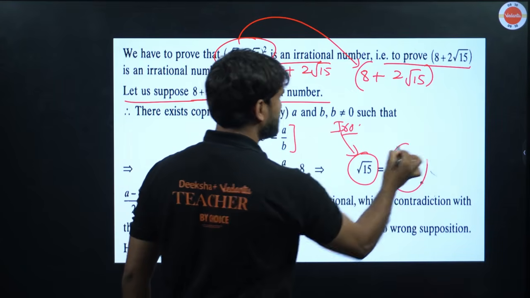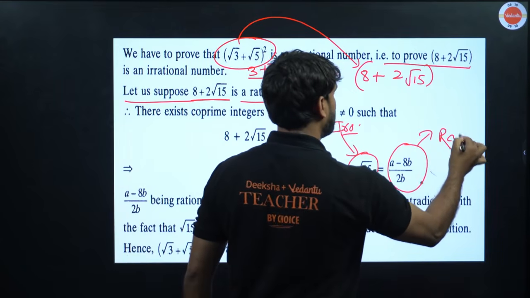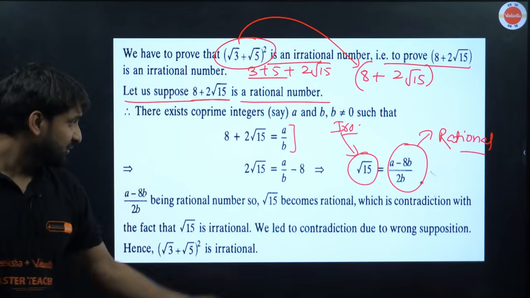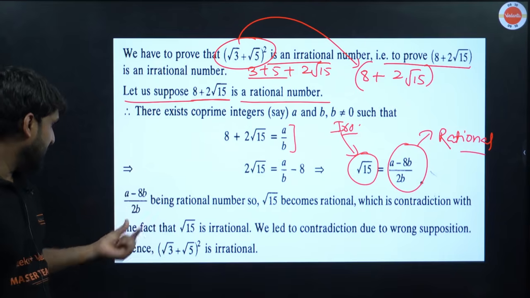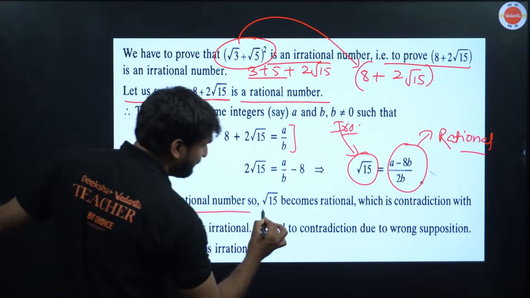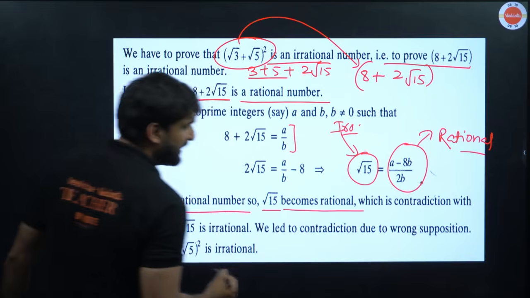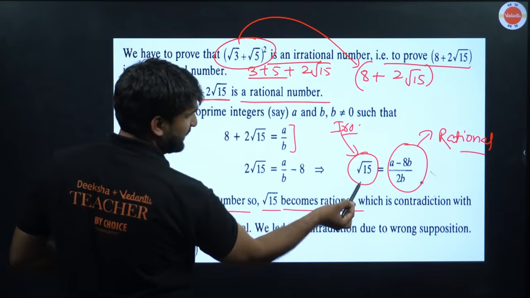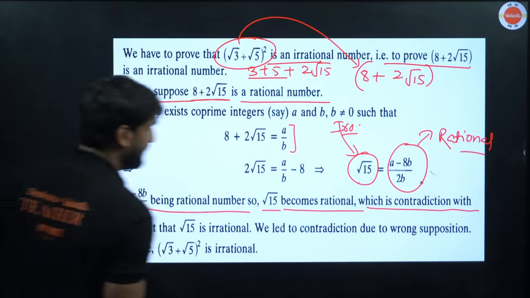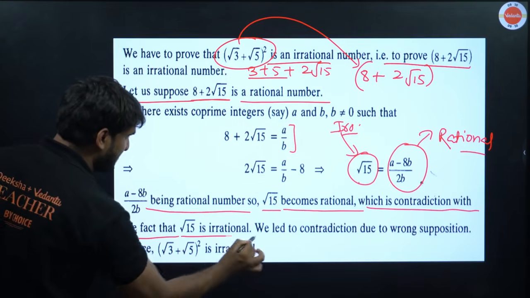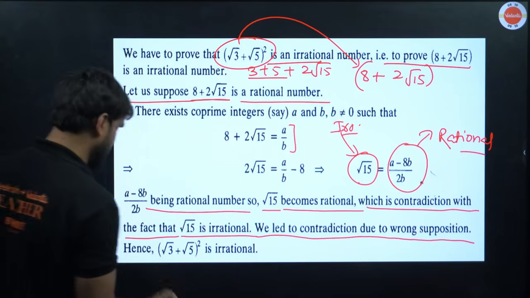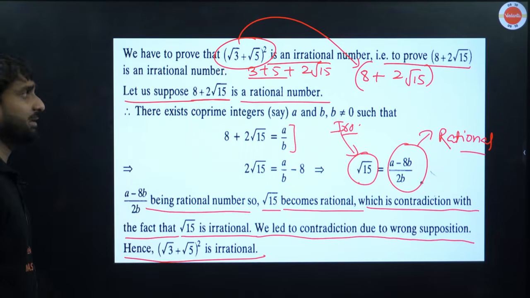And this is, my dear champion, rational, and both are equal to each other, which is not possible in maths. So this is a contradiction. So (a minus 8) divided by 2 being a rational number, root 15 becomes rational. It means if this is rational, then it has to be rational, but root 15 is not rational. Which is a contradiction with the fact that root 15 is an irrational number. So we are led to a contradiction due to the wrong supposition, hence this is an irrational number.